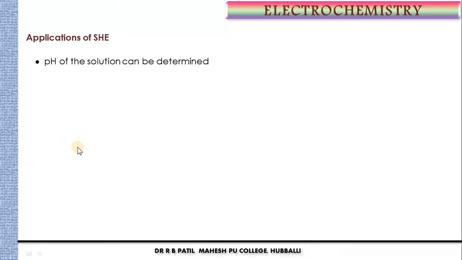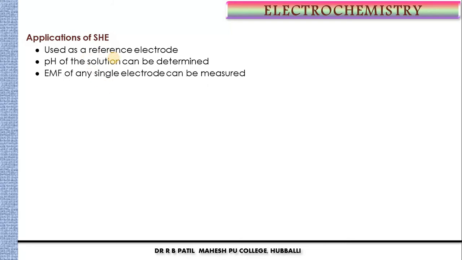Okay, now let us see applications of standard hydrogen electrode. We can calculate pH of the solution. Okay, pH of the solution can be determined. And before that, very importantly, I already told standard hydrogen electrode is used as a reference electrode. And using standard hydrogen electrode, we can calculate EMF of the cell. Electromotive force of any single electrode or even cell can be measured.